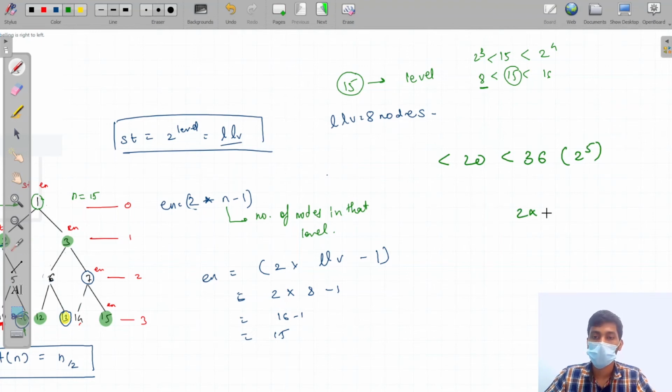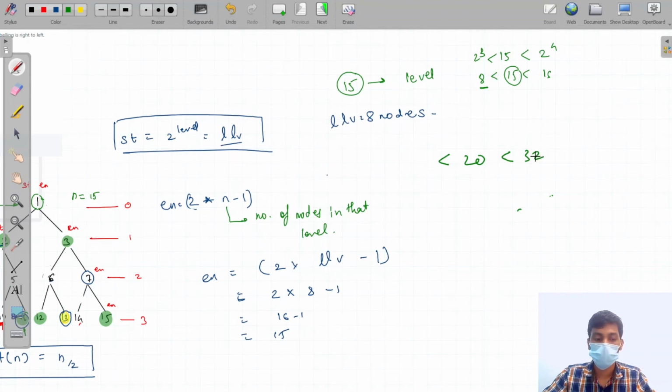Let's see. 2 into 2 into 2 into 2 into 2. This is going to give us 8. This is going to give us 4, and 8 fours is nothing but 32. Okay, that's wrong. This is going to be what? 32, right? Yes. So this is going to be 32, right?